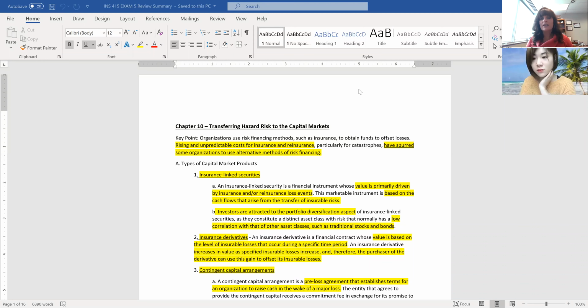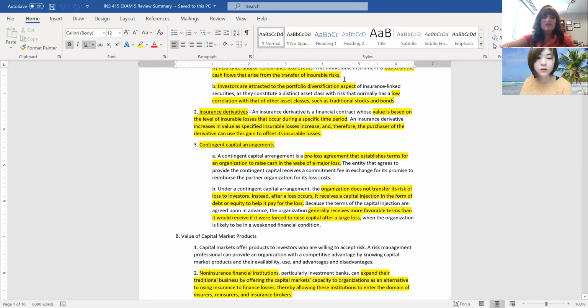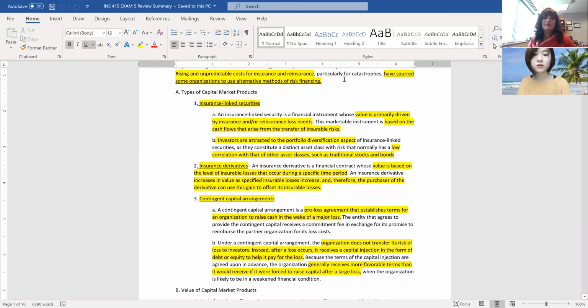As a result of increased insurance prices, sometimes you have to look for alternative ways to pay for risk. There are 3 capital products discussed in chapter 10. The first is insurance linked securities, or ILSs for short. The value of an ILS is driven by the insurance and reinsurer loss events, so it's based on the cash flows that arise from a transfer of insurable risk.